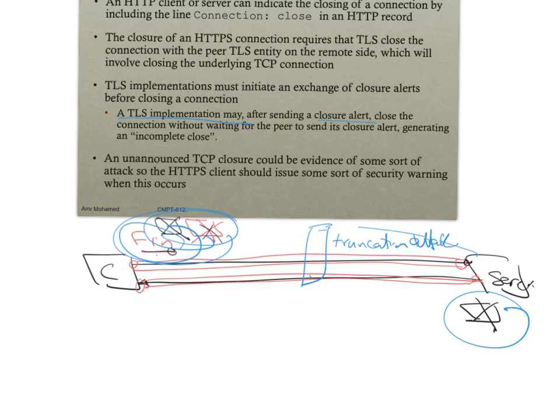Okay? So an unannounced TCP closure could be evidence of some sort of attack, so the HTTP client should issue some sort of security warning when this occurs. So we can in fact use the alert protocol in that particular case to report some warnings or some fatal errors. But more importantly, if the TLS implementation itself provides that secure connection closure, or synchronization for the connection closure, then we will not have an issue at all. Okay?